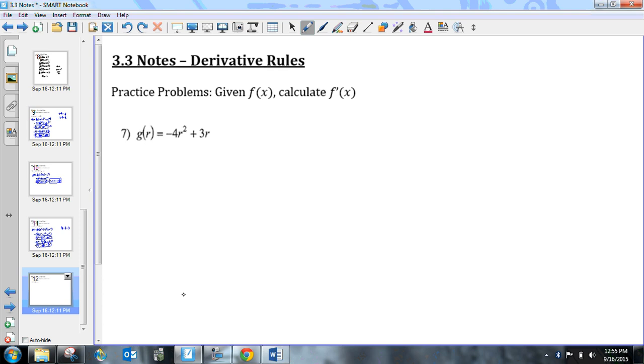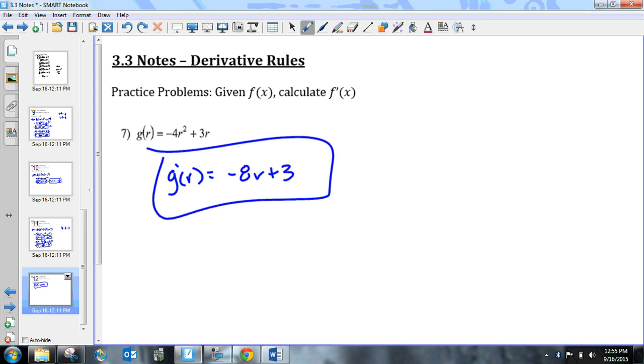All right, let's take a look at the last one. Oh, this one's easy. What's g prime of r here? I'm not even going to write it. Let's just write -8r plus 3. Boom. Done. Derivatives. We are having fun.